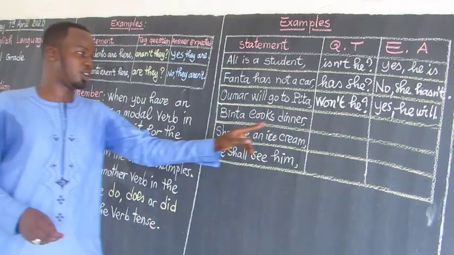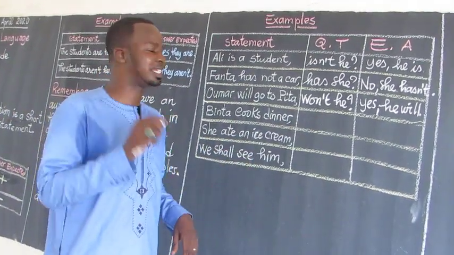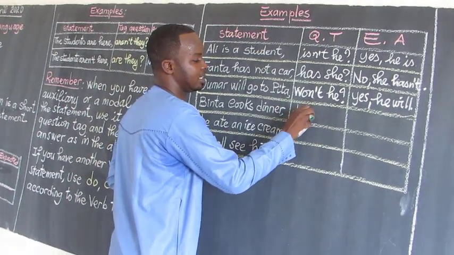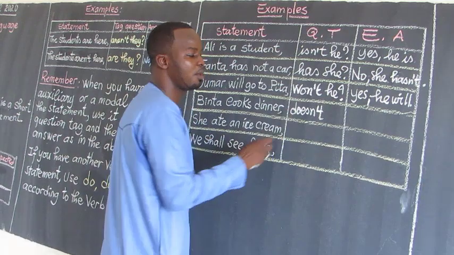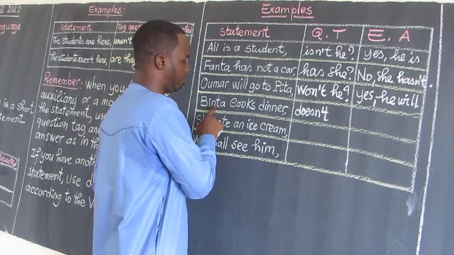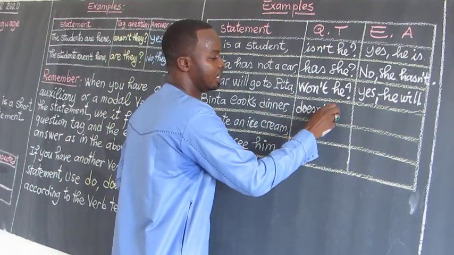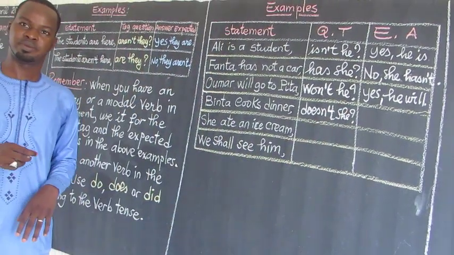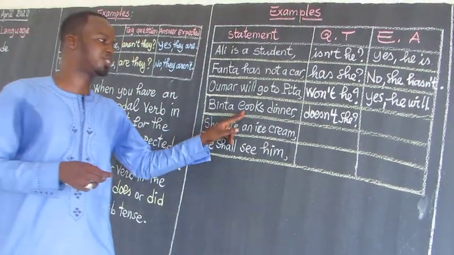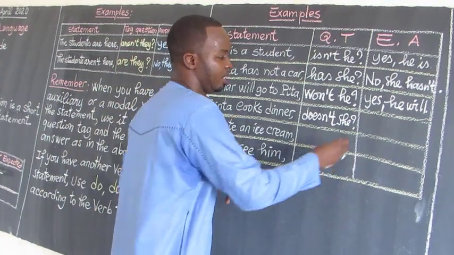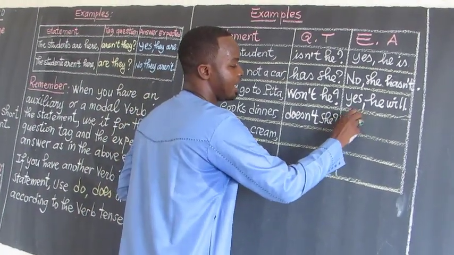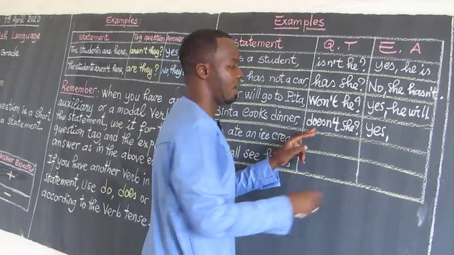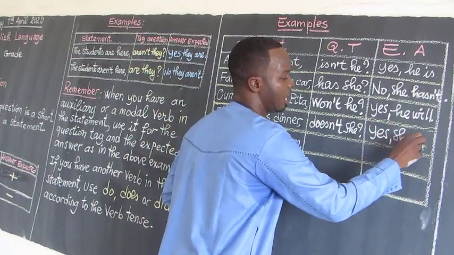Okay? So the question has to be negative. We have to say doesn't, the contracted form of does not. Binta is replaced by she: doesn't she? The expected answer has to be positive like the statement. We have to say, yes, she does, she does.